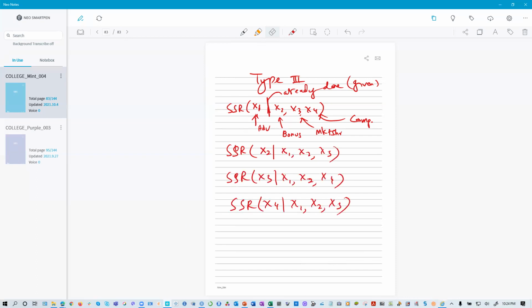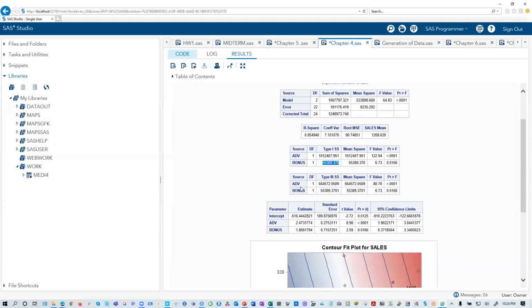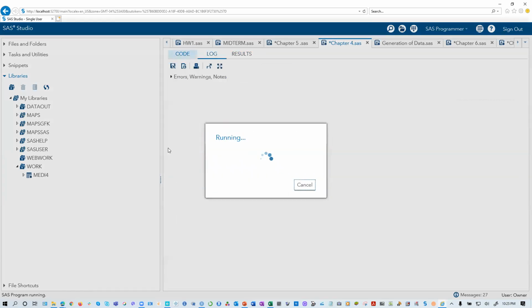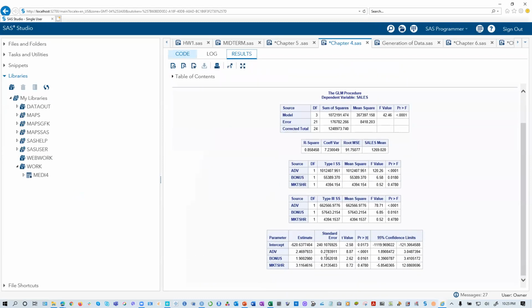Those are the ones you're gonna see here, in type 2. In here, 2 cases. Let's say for your convenience, I'm gonna add another one to this one, MKT SHR. If I add it and run with this one, you can see clearly. See, type 1, this one is advertising. You can remember in type 1 how we wrote. This guy only. Later on, you're going to add the bonus given advertising. And this guy is market share given advertising and bonus.